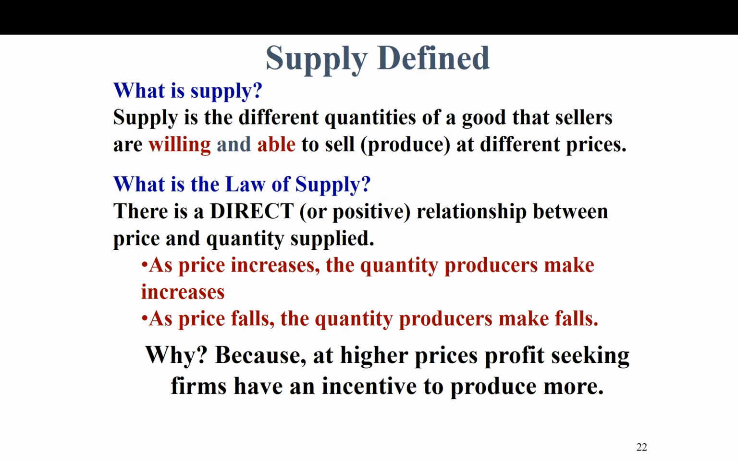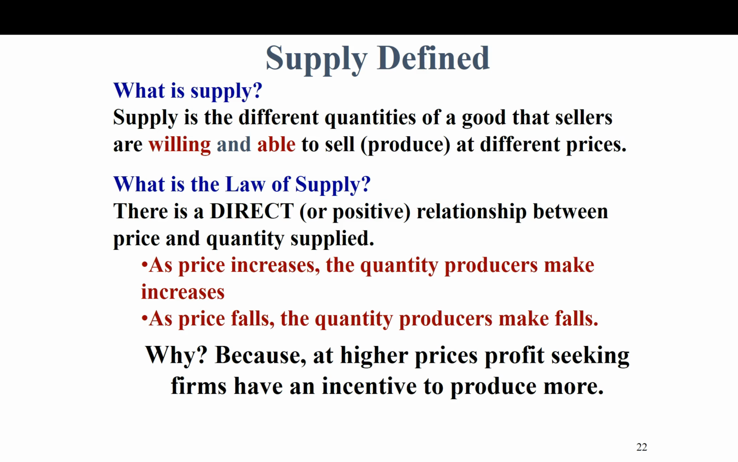The law of supply is a direct relationship between price and quantity supplied. And mathematically, we'd call this a positive relationship because they move in the same direction. So a positive times a positive is a positive, a negative times a negative is a positive, and so they move in the same direction. Whether they're increasing or decreasing, they go in the same direction. And the direct relationship tells us that as price increases, the quantity producers make increases, and as price falls, the quantity producers make falls. And this is that direct relationship between price and quantity supplied.